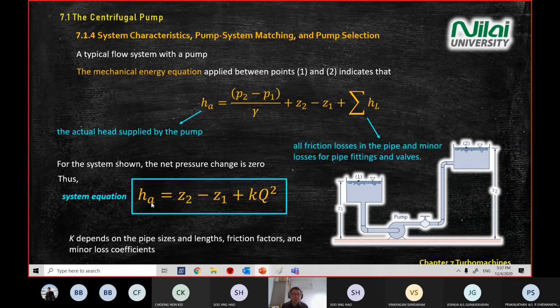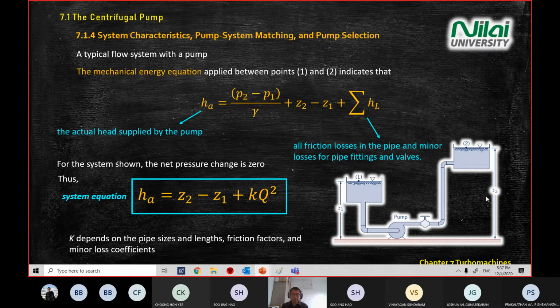So we use HA equal to Z2 minus Z1 plus KQ squared. K is a constant value. It is your KL value, or your minor loss coefficient. Q is the flow rate. Z2, Z1 is elevation. So this is the system shown.